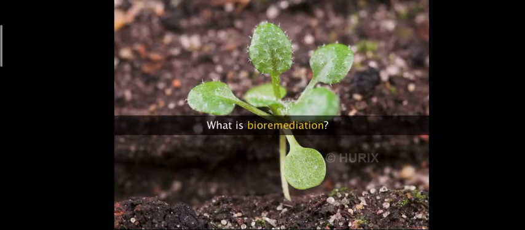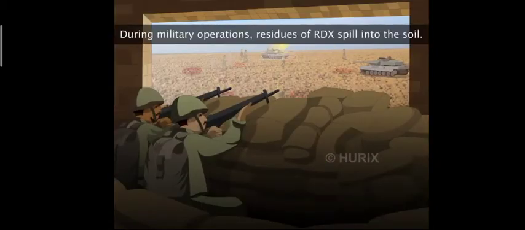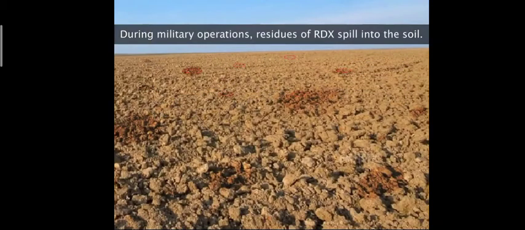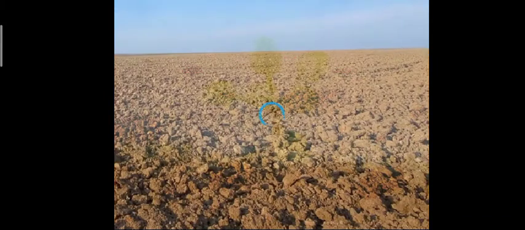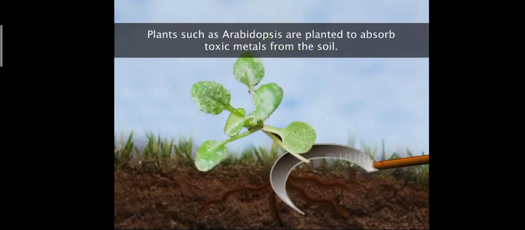Do you know what bioremediation is? During military operations and exercises, residues of RDX spill into the soil. Plants such as Arabidopsis are then planted in the soil because they absorb RDX residues. After a while, the plants are harvested, taking the toxic metals along with them. This process is known as bioremediation.